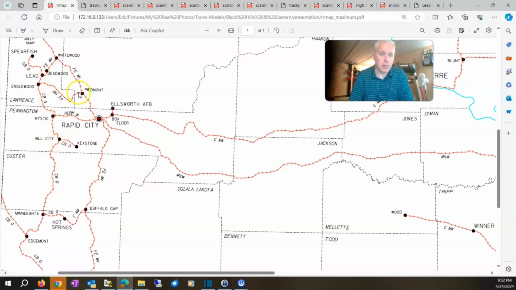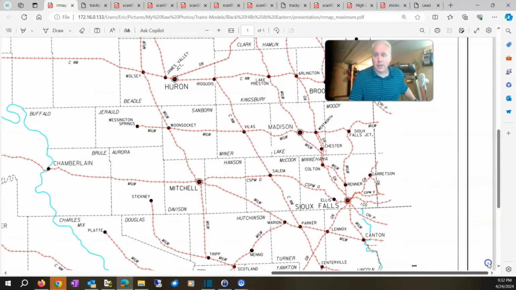The South Dakota Black Hills, a beautiful area. If you haven't seen it before, I urge you to take a look. Lots of fun things to do out there, history, nature, all that type of thing. So Black Hills, South Dakota Black Hills, essentially in this area here, and then Eastern, the southeastern side of the state where I reside. So that's what we're doing.